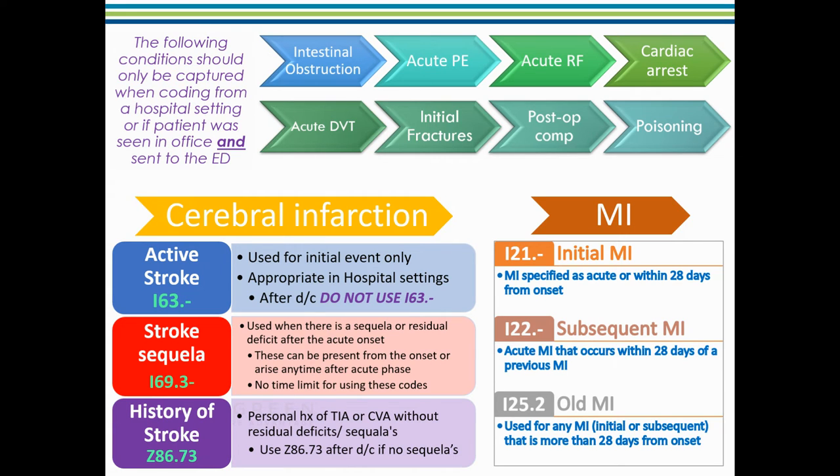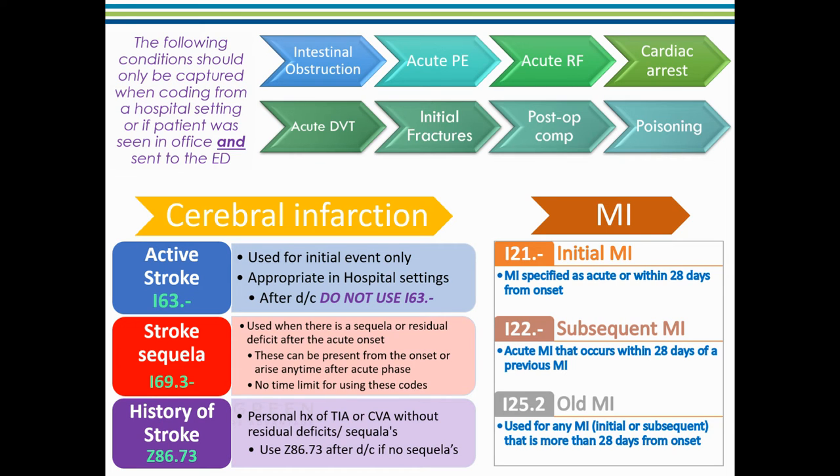Once the patient is discharged, there are two options. It can be reported as a historical CVA, or if there are any residual effects, you should code it using a stroke sequela code. The residual effects can be present from the onset or arise anytime after that acute phase. There really is no time limit for using the stroke sequela codes. Those are in the I69.3 category.